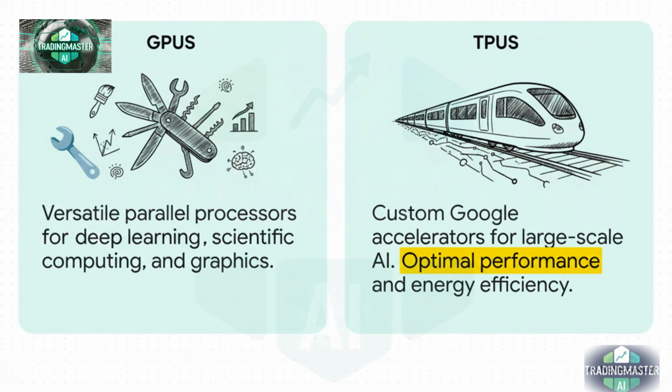On Google Cloud, you've basically got two main choices for accelerators: GPUs and TPUs. Think of GPUs as a powerful multi-tool Swiss Army knife. They're super versatile and great for a ton of different tasks. TPUs, on the other hand, are like a specialized bullet train that Google built for one single purpose: moving massive machine learning workloads at unbelievable speed and efficiency. For the biggest AI jobs, TPUs are the fastest track, period.